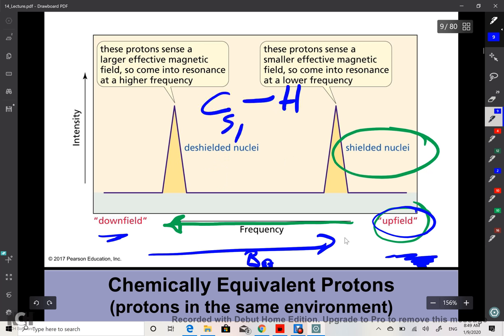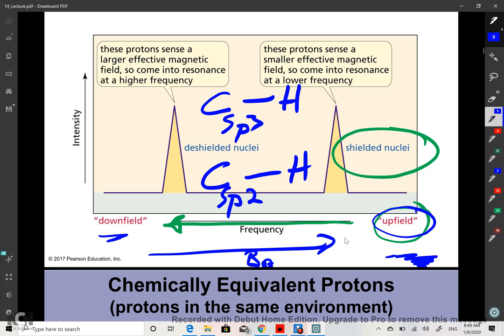Another quick example. Now, you have a carbon-hydrogen for an sp3 carbon, and you have a carbon-hydrogen for an sp2 carbon. Which of them will be deshielded? Remember what deshielded means? Meaning pulling electrons away from you. I think sp2 will be deshielded. Remember, sp2 means you have a carbon-carbon double bond, and that carbon-carbon double bond will have the tendency of pulling electrons away from this hydrogen. Does that make sense? So sp3 will be shielded, the other one will be deshielded.